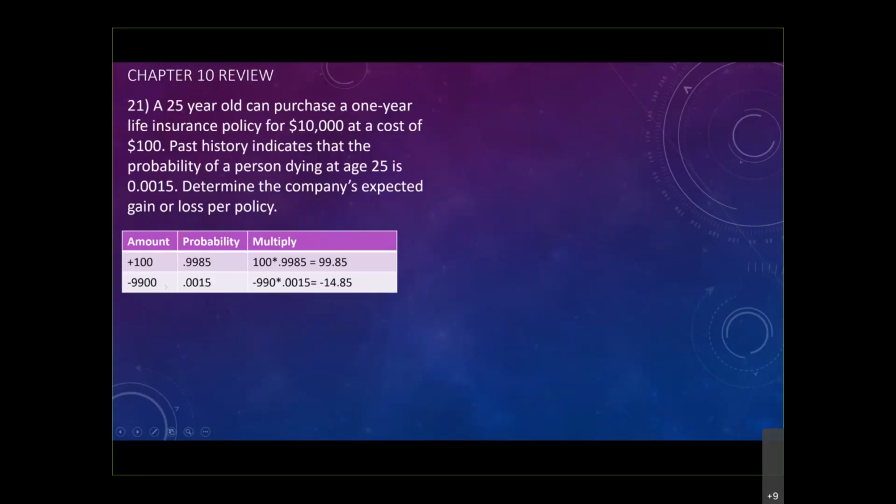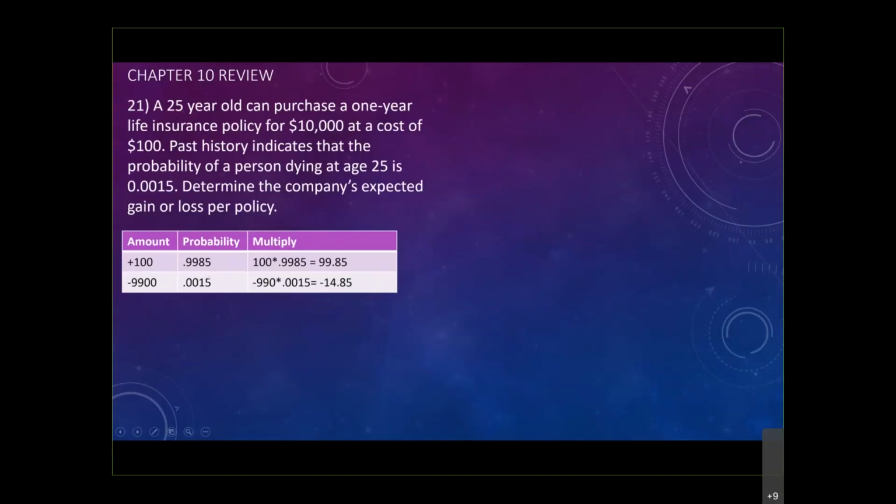Meaning, what happens if I were to buy this life insurance and I die, right? They have to pay my family this much, not me, because I'm dead. What is the probability of me dying here? The probability of me dying at the age of 25 is 0.0015, right? Remember, the total probability, you probably say, where did I get the 0.9985 come from? Because the total probability is 100% or 1, right?